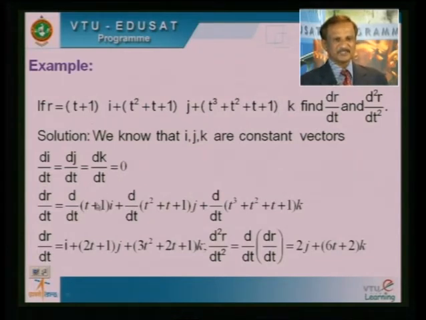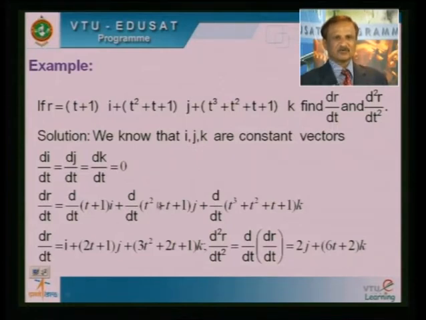(t + 1) into i plus d by dt of the second component, t square plus t plus 1, into j plus d by dt of the third component. Is it clear? It means now you want to differentiate term by term. So that is equal to, you can differentiate t with respect to t, which is 1. Derivative of 1 is 0. i is a constant, you can keep it as it is. 1 into i is i.